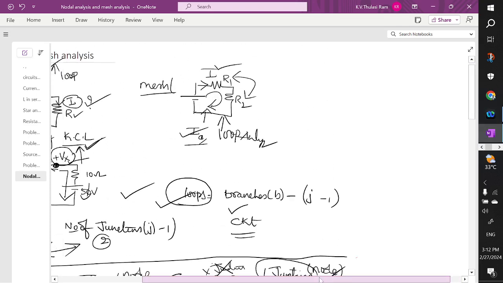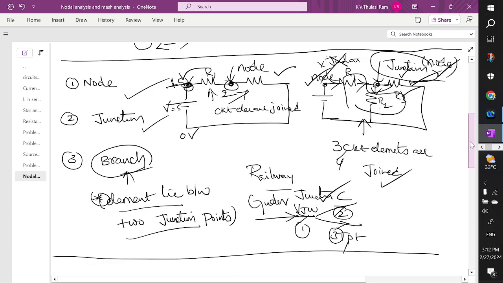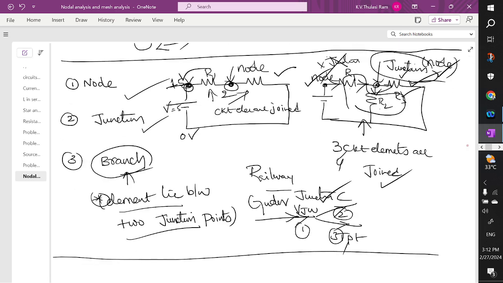Let's try to revise the components very simply. What is meant by node? The joining of two elements is called a node. What is meant by junction? When more than 3 elements are joined, it is called a junction. What is meant by branch? The elements which lie between two junction points are called a branch.